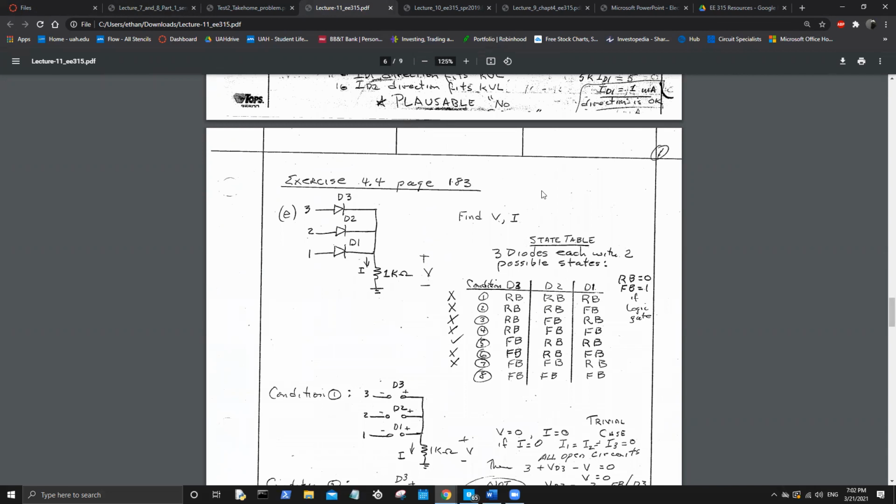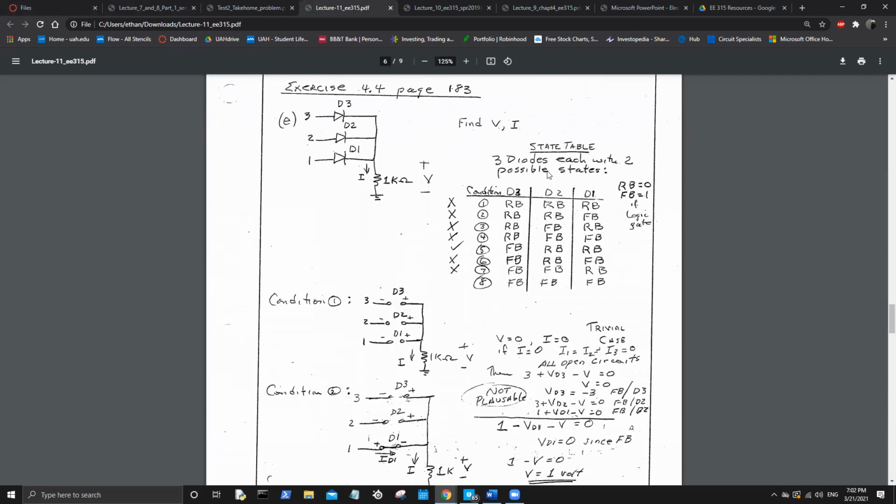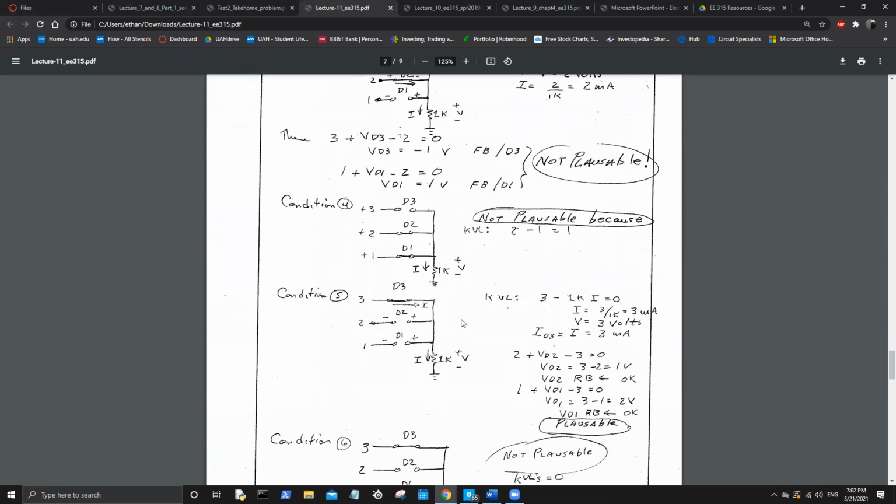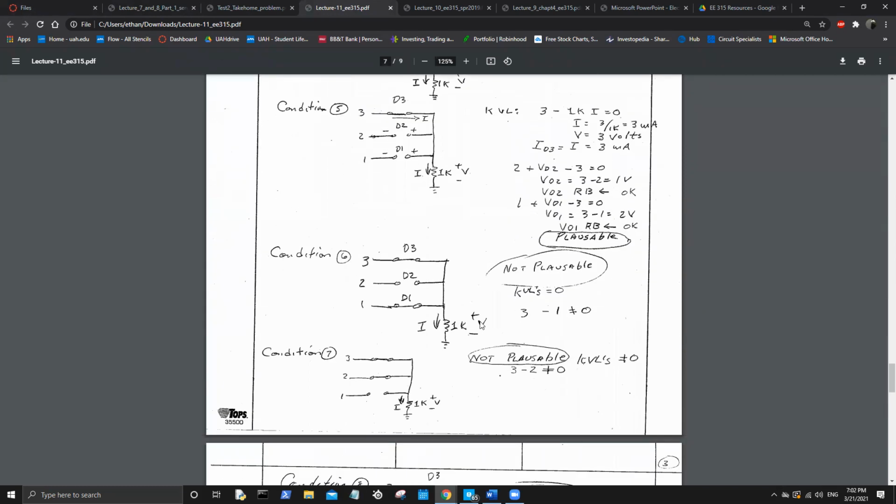I hate diodes so much. I hate diode logic, I should say. You can see, this is ridiculous. That's all I really have to say about it. I just keep seeing "not plausible," and I'm like, yep.